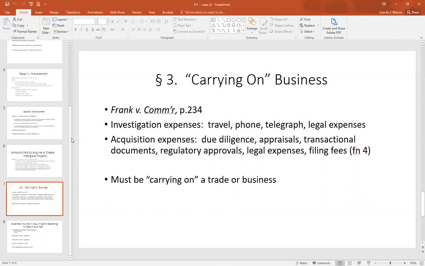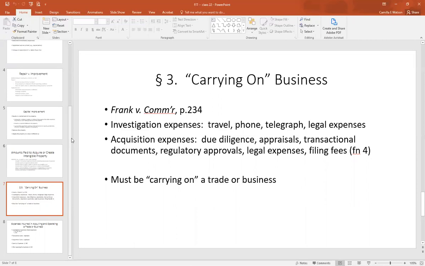Once the Franks located the newspaper they wanted to buy, then those costs, the transactional and acquisition expenses, would have to be capitalized, that is, added to the basis of their business. Note 3 on page 337 says the courts have held that the transactional stage is reached at the point where a preliminary investigation has led to the decision to purchase a specific business, but further investigation of the business continues.